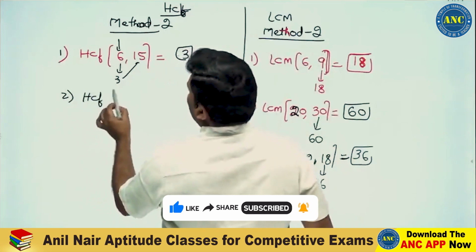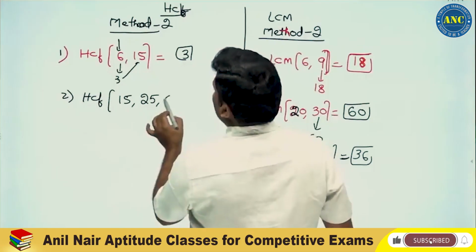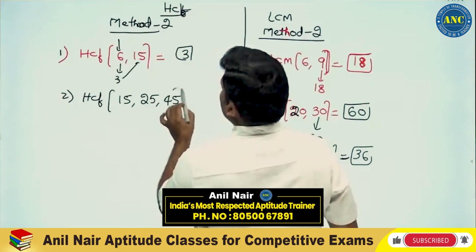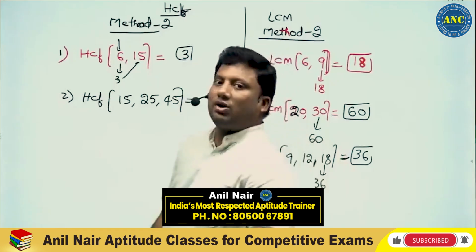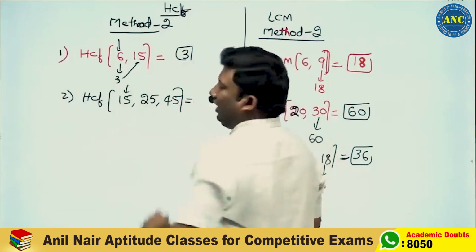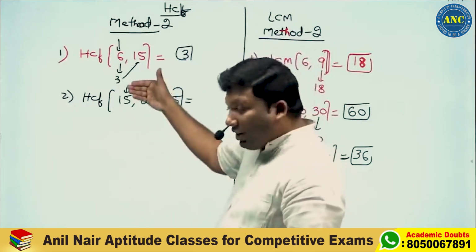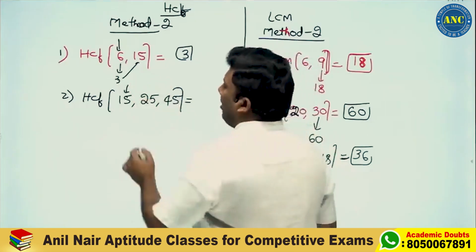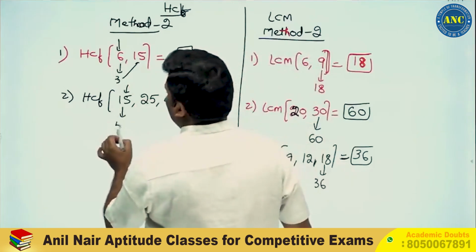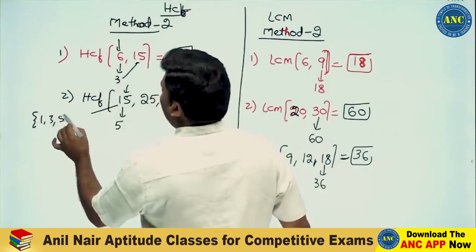Next one: HCF of 15, 25, 45. Take the smallest number, 15. Is 15 a factor of 25? No. Go to the next factor of 15. 15 has factors 1, 3, 5, 15.